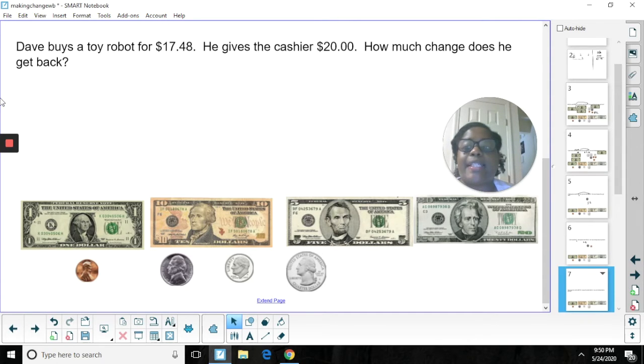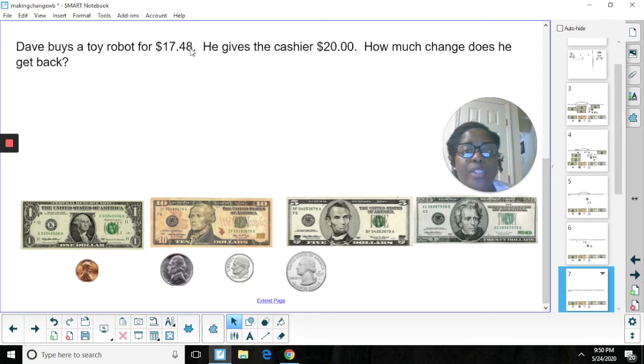How much change does he get back? So we're going to do what? We're going to start with the coins first. We're going to determine what the coins are that he will get back. Okay, and how do we do that?